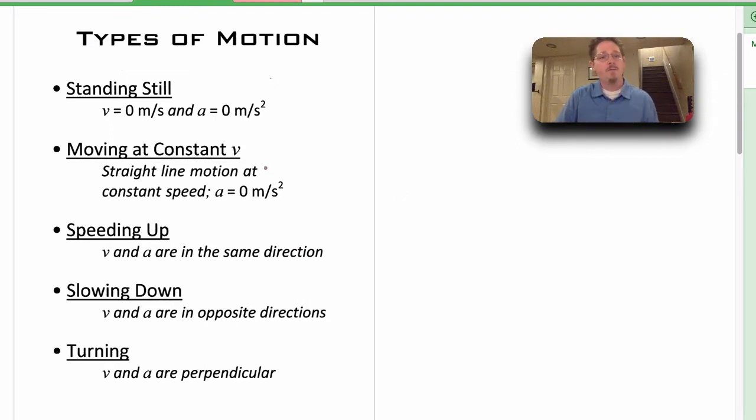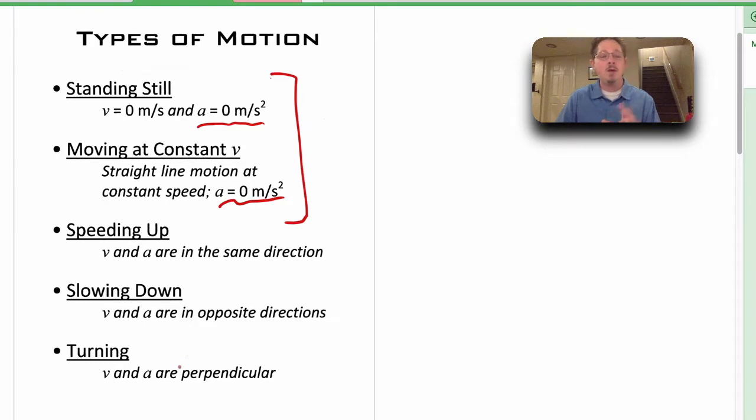So our five main types of motion: standing still, moving at constant velocity, speeding up, slowing down, and turning. Two of them have no acceleration at all, and three of them are the three types of acceleration: speeding up, slowing down, turning.